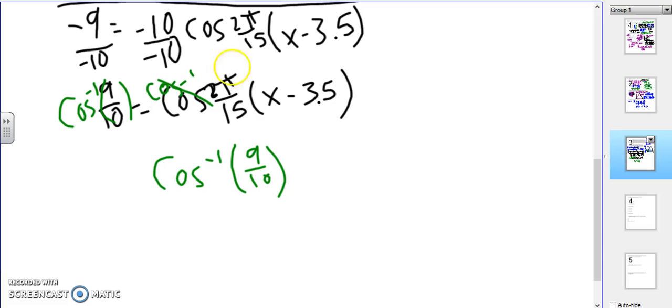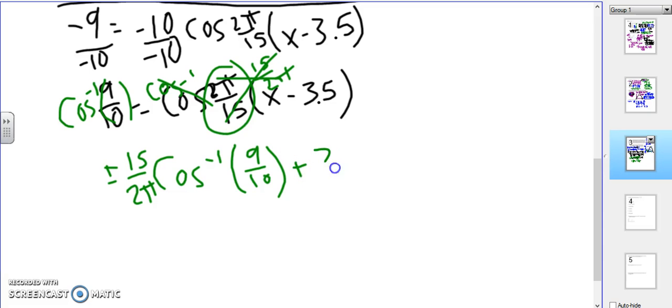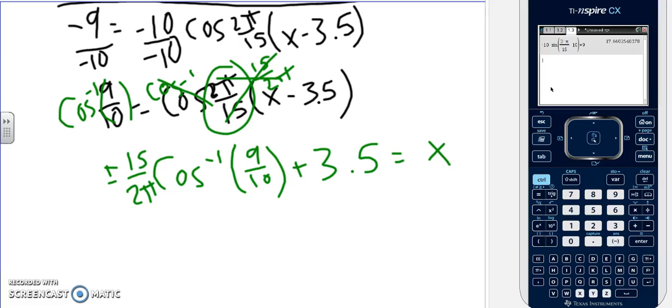Now, what else do I have to do? I have to get rid of this. So we're going to do the reciprocal, 15 over 2 pi. The 15 over 2 pi goes in front. So now that's gone. And we need a plus and minus in front. And then the last step is to add the 3.75. And now x will be alone. So we have to do this. And I want 2 answers, so I'm going to start with a positive.